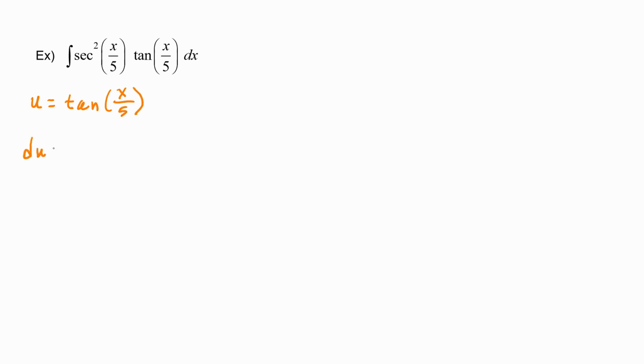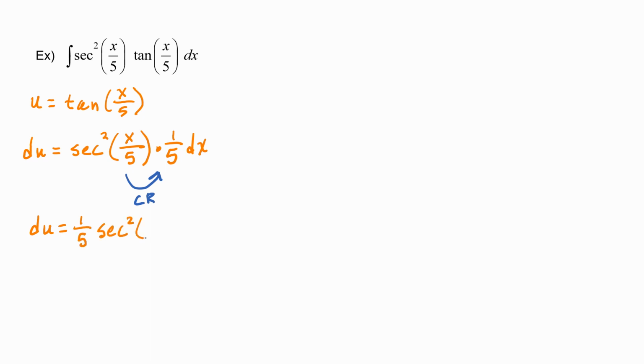Then du is going to equal, we know the derivative of tangent of something is going to be secant squared of the something, and then chain rule tells us that we have to take it times the derivative of what's inside, which would be 1/5, and then we're in differential notation, so we put the dx here. So du is equal to 1/5 secant squared of x over 5 dx.